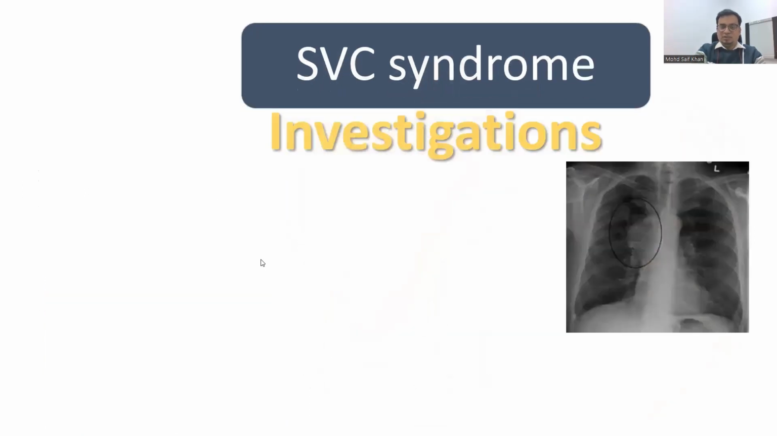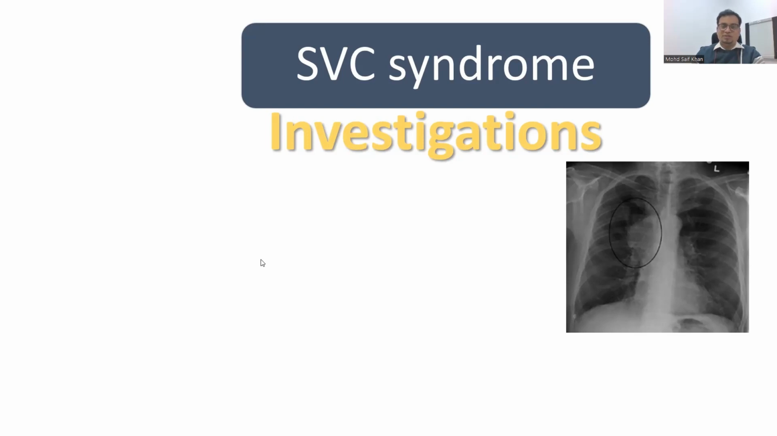But you need to perform investigations to see the severity of the SVC syndrome. However, clinical features will tell you the severity of SVC syndrome and whether it is a true emergency or not. But investigations need to be performed, and in that case, chest X-ray is the first initial investigation which will show the mediastinal widening and sometimes bilateral pleural effusion. If it is a case of lymphoma especially, you will see the bilateral pleural effusion.